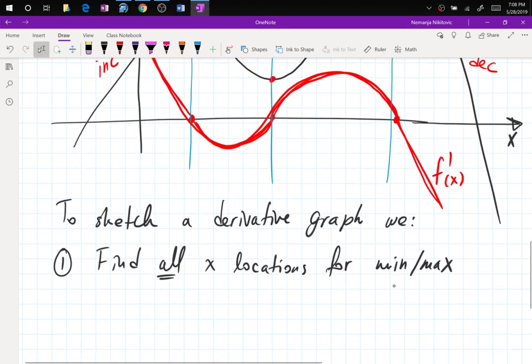Is that just because you're technically looking at the tangent line of it, so when it's increasing, the tangent is too? Yes. Right. Perfect.